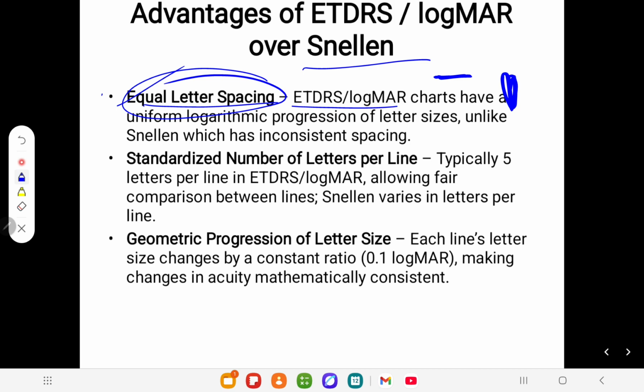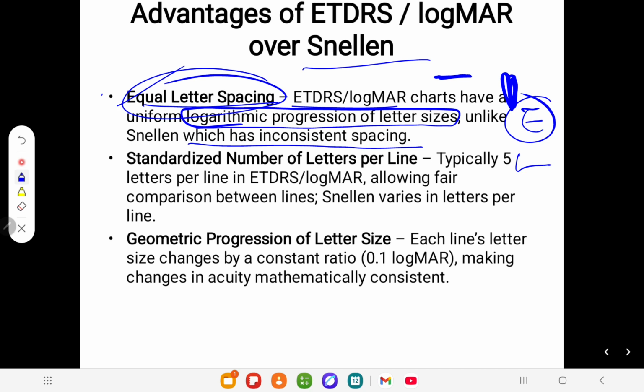Another thing, logarithmic progression of the letter set, which is fantastic for the calculation. Unlike Snellen's chart, which is non-consistent, because in Snellen's the first line has a single letter, the second line has two, the third line more, and as letters increase, there is crowding. But that's not the case with the ETDRS and LogMAR chart. Second, standardized number per line: there are always 5, finished. But in Snellen's, there is 1 for the first, 2 for the second, 3 for the third, and I don't know, 7 or 8 for the last. It's very irregular. But in ETDRS or LogMAR, it's always 5, finished.